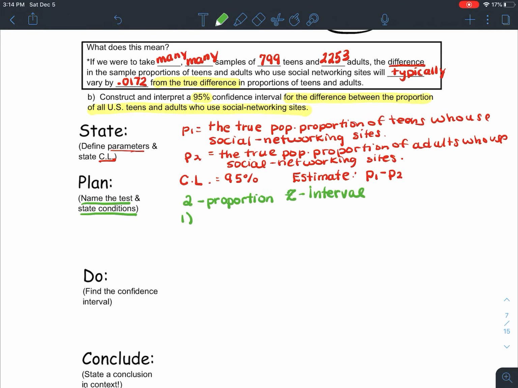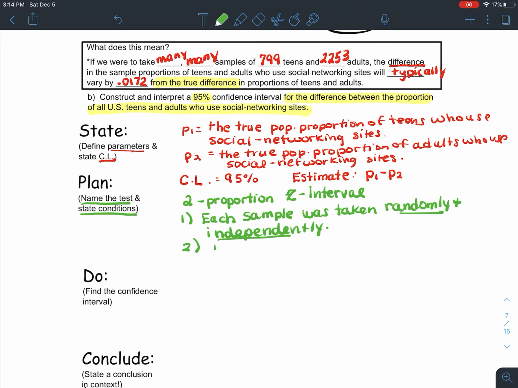Okay, now here are our conditions. There are technically 4, but I'm going to go ahead and write 2 of them together. I'm going to say that each sample was taken, I think they told us in the problem that they were random. Each sample was taken randomly and independently. So I'm getting both of those conditions in that same sentence.